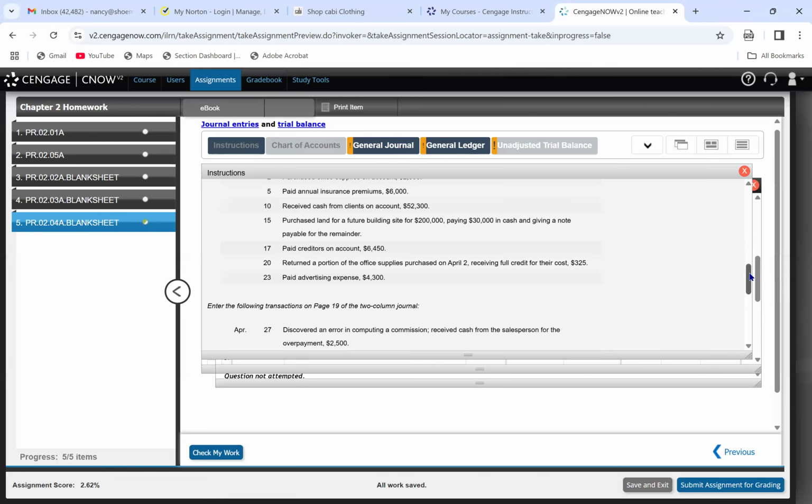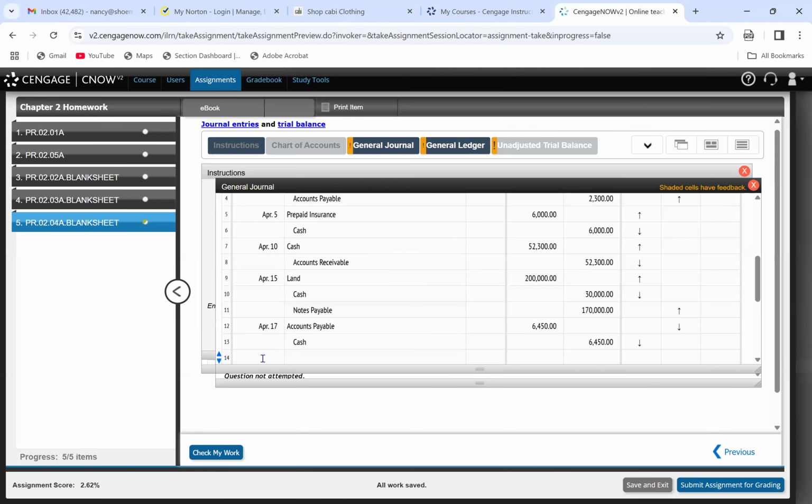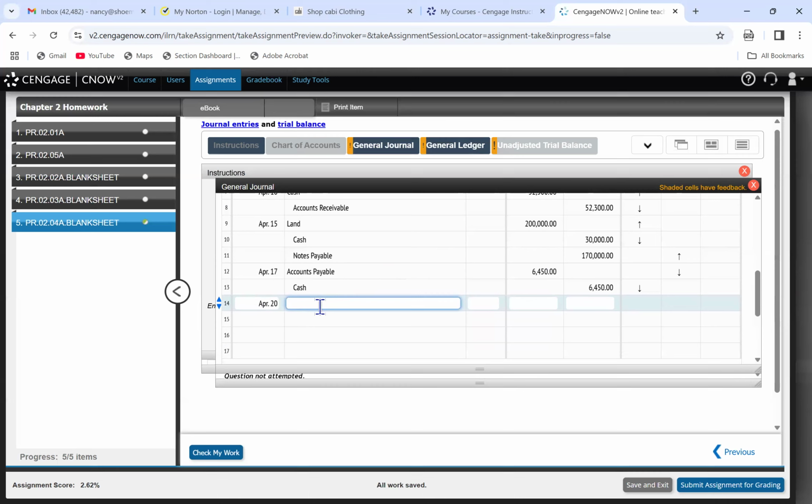Next, we returned a portion of the office supplies purchased on April 2nd, receiving full credit for their cost of $325. So, guys, we purchased some office supplies, but we're returning some. So on April 20th, we're returning $325 worth. So April 20th, think about this. We were going to owe them for the full amount. We're returning some so we can reduce our accounts payable by $325 because we don't owe that money anymore since we returned it. So we debit our accounts payable to reduce that accounts payable, and then we credit our office supplies for that same amount.